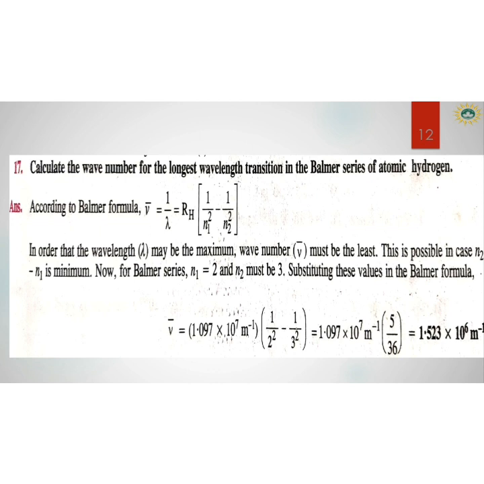So if you put this value, 1 by lambda is equal to RH into 1 by 2 square minus 1 by 3 square, and put the value of the Rydberg constant, 1.097 into 10 to the power 7 meter inverse, calculating it we get the value 1.5 into 10 to the power 6 meter inverse. That will be the value of the wave number, and your answer.